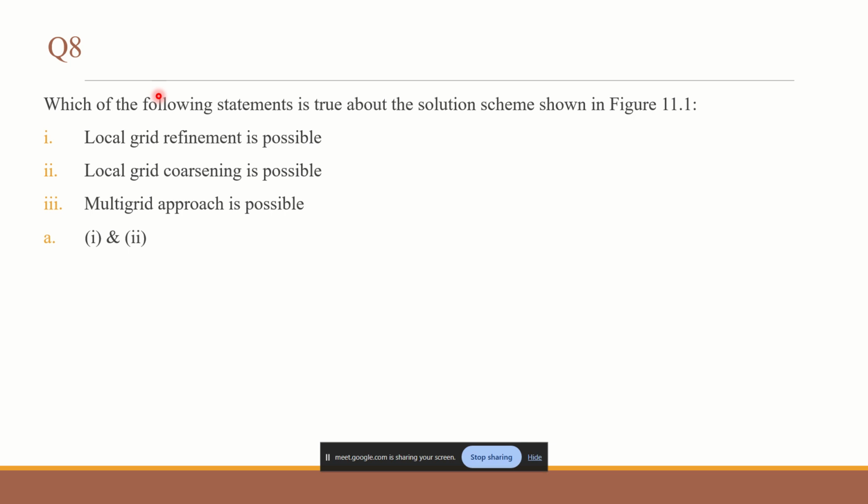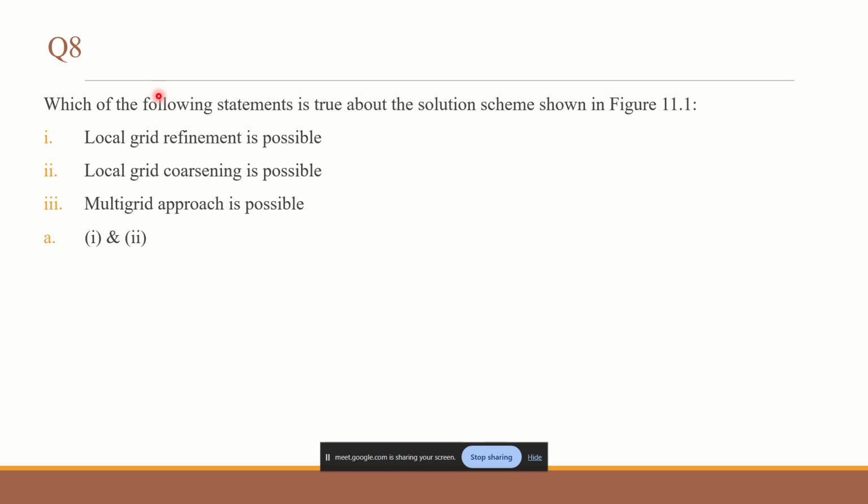So we can do local grid refinement, and we can do local grid coarsening. Third one, multi-grid approach, is again possible. Why? Because what is the multi-grid approach? We will be using a series of meshes wherein we solve a series of error reductions in each of those grids, and we get the solution finally by going back to the initial mesh. That is the multi-grid approach which we have seen in the last class.